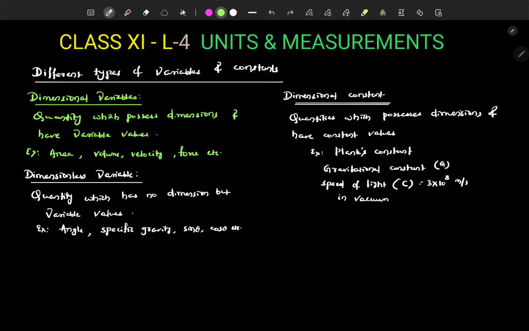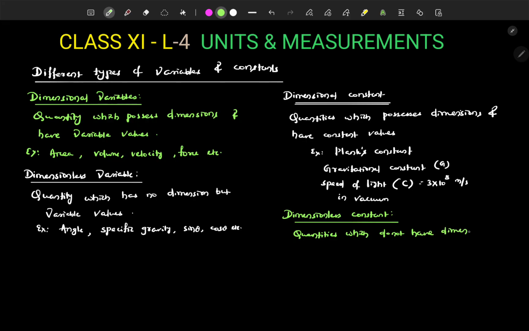And the last one is dimensionless constant. It is a constant quantity but has no dimension. So we can write quantities which do not have dimensions but have constant values.